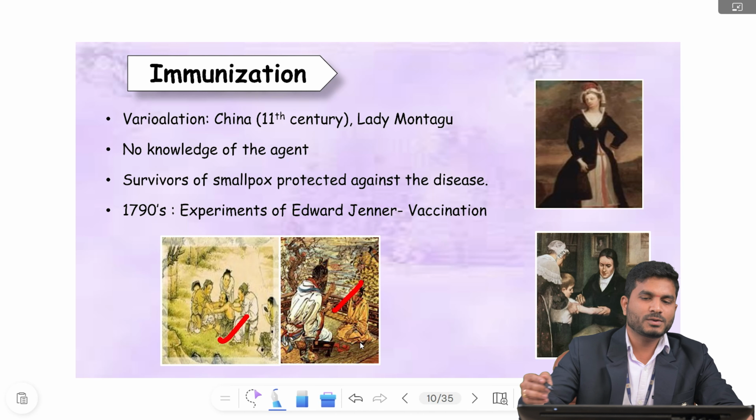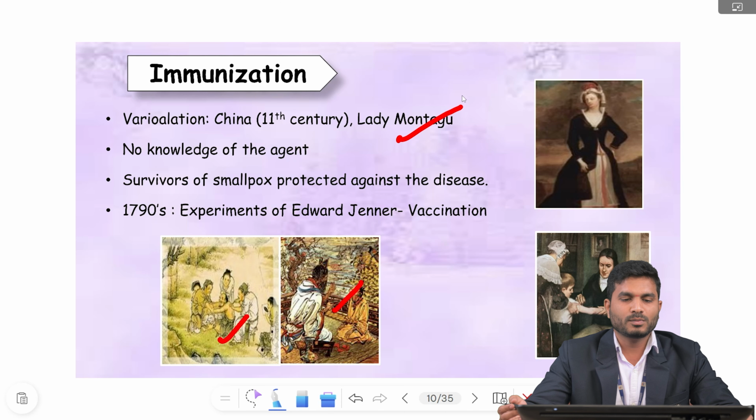This technique was observed by Lady Montagu, who brought it to Europe. Survivors of smallpox were protected against the disease. This was observed by Edward Jenner, and he developed the vaccination. Therefore, he is called the father of vaccination.